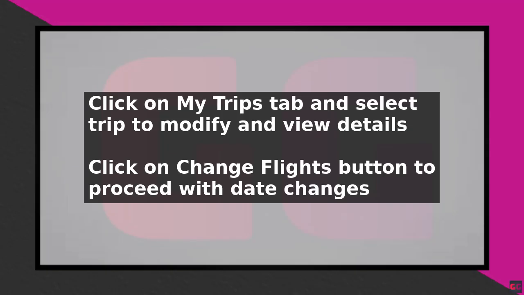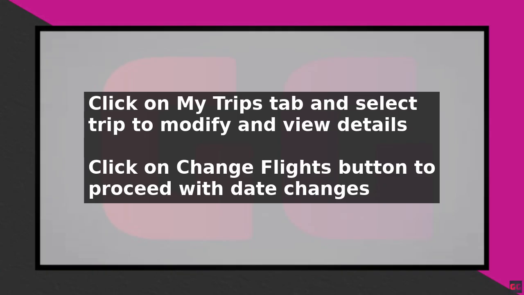Use the calendar to select your preferred dates and click on the Search button. American Airlines will then display a list of available flights for your new travel dates. Choose your preferred flight and click on the Continue button. You will be asked to review and accept the changes to your itinerary. If there are any differences in fare, you will be prompted to pay the additional amount.